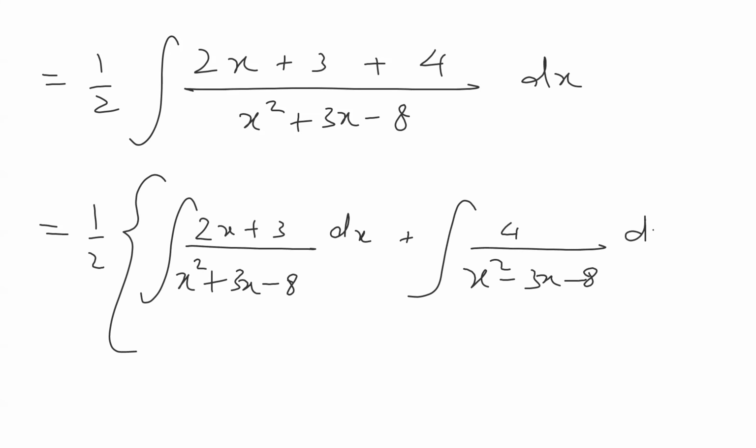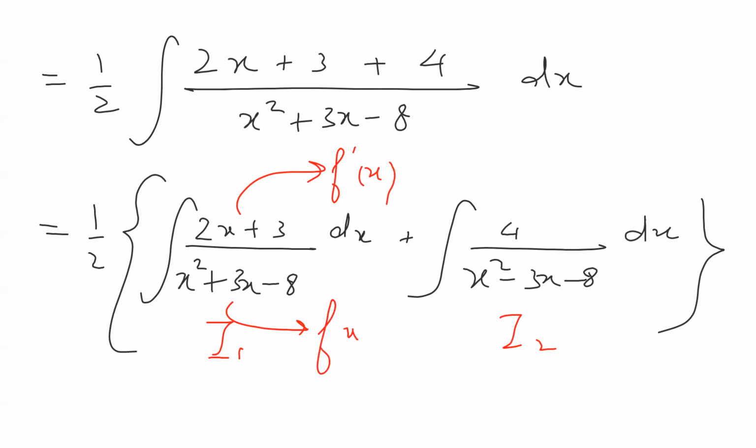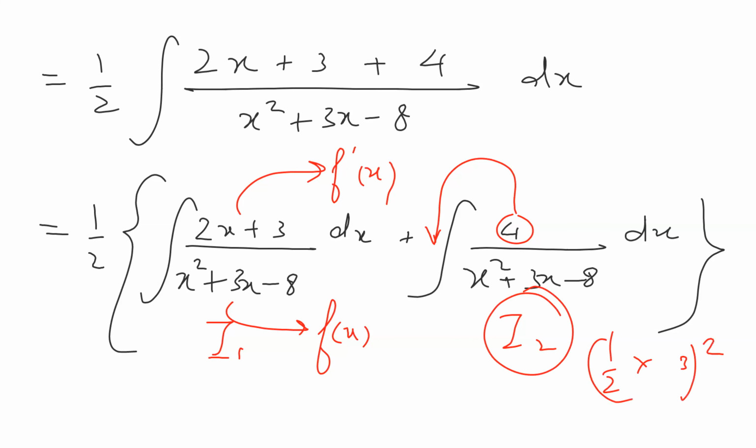Now we'll take this as I1 and we'll take this as I2, and we have discussed such kind of problems. I1 can be solved using f dash x upon f of x. For I2, we can take this 4 outside and write integration of 1 upon x square plus 3x minus 8, and then you can use half into coefficient of x the whole square, the method of completing squares.